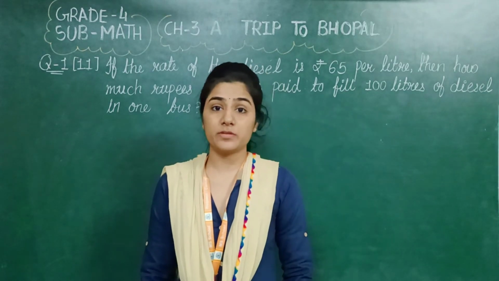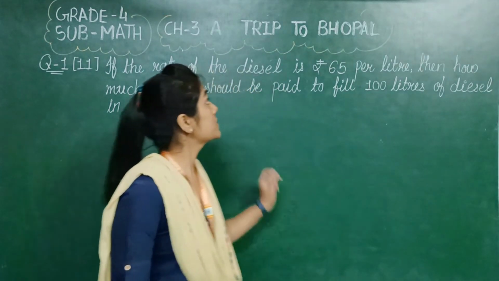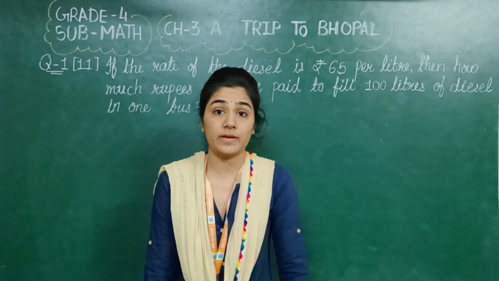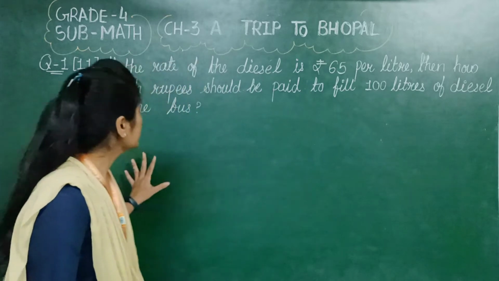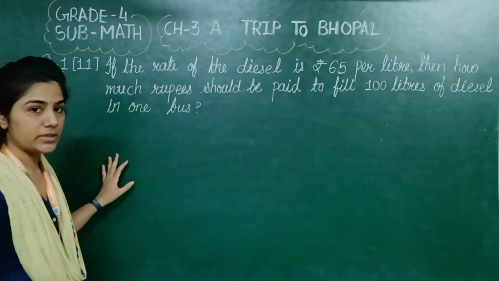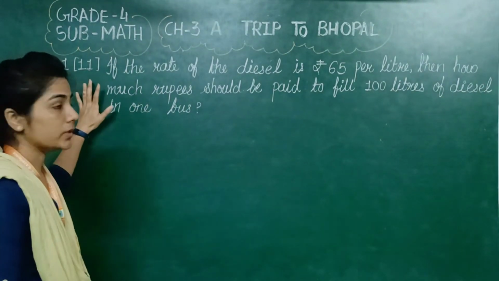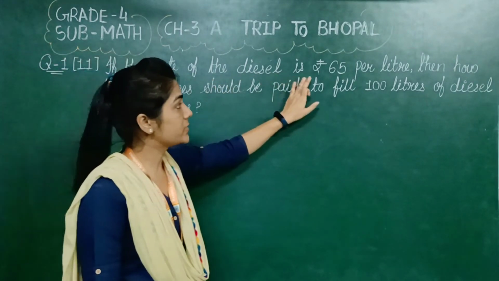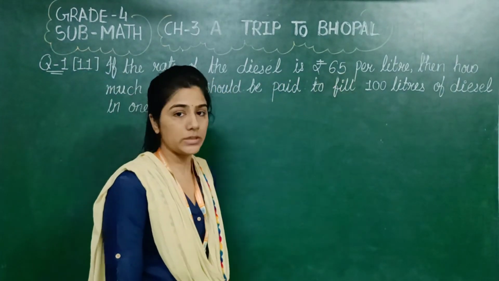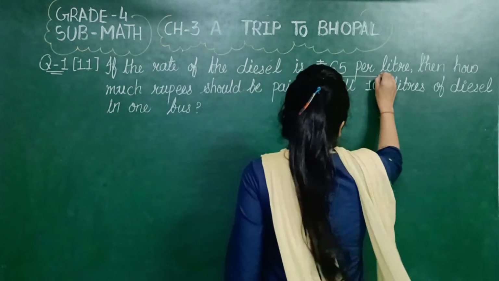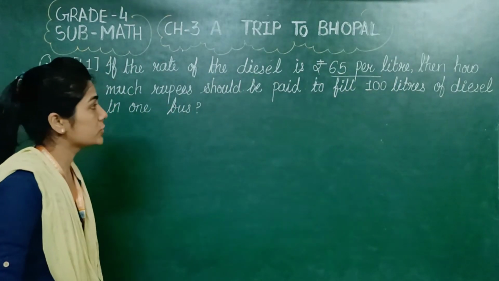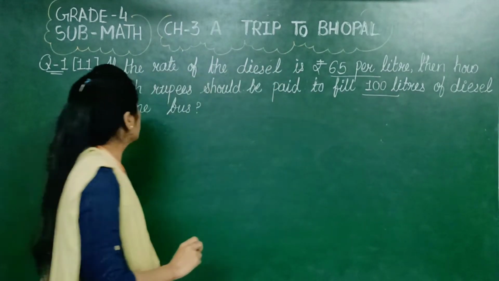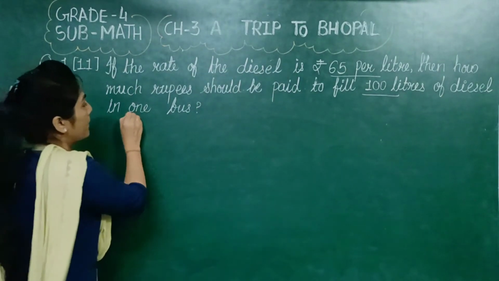We started chapter number 3 from your workbook, which is A Trip to Bhopal, and we have started question number 1, which is very long. So from number 11 I am starting right now. Question 1, number 11. The question is, if the rate of diesel is rupees 65 per liter, then how much should be paid to fill 100 liters of diesel in one bus?